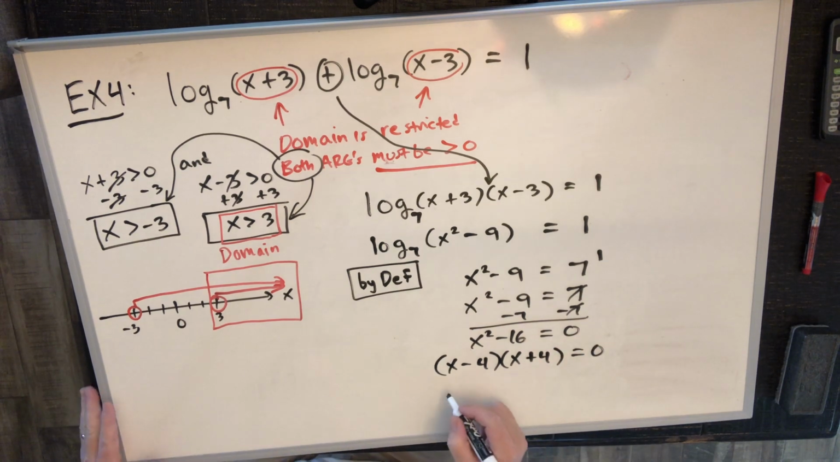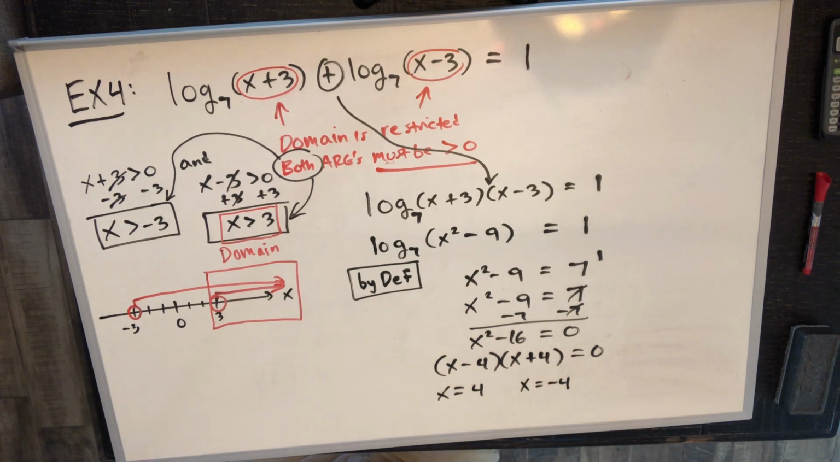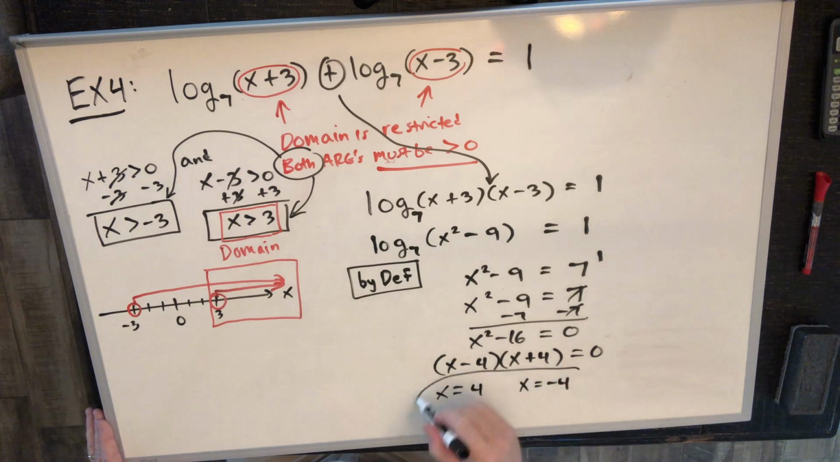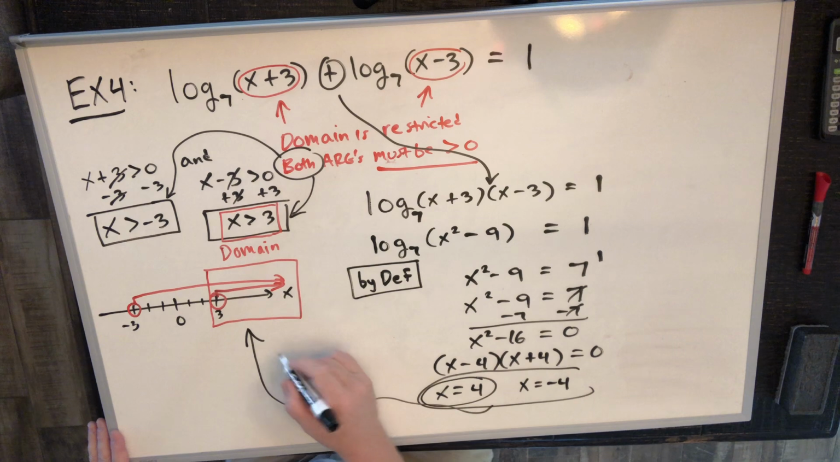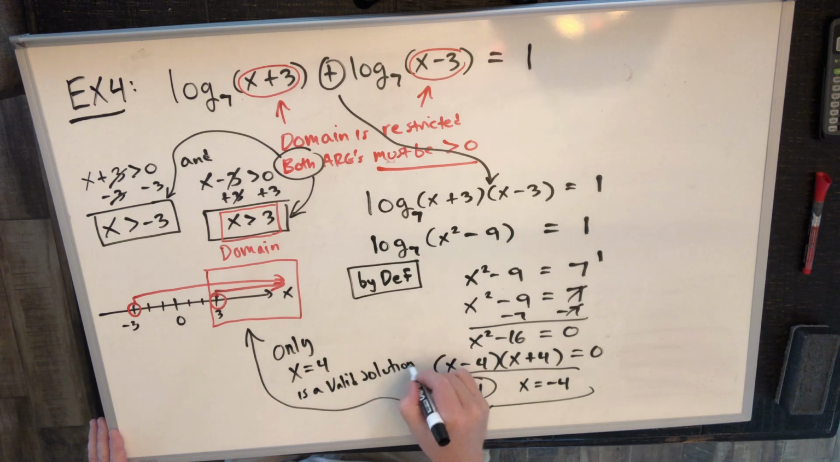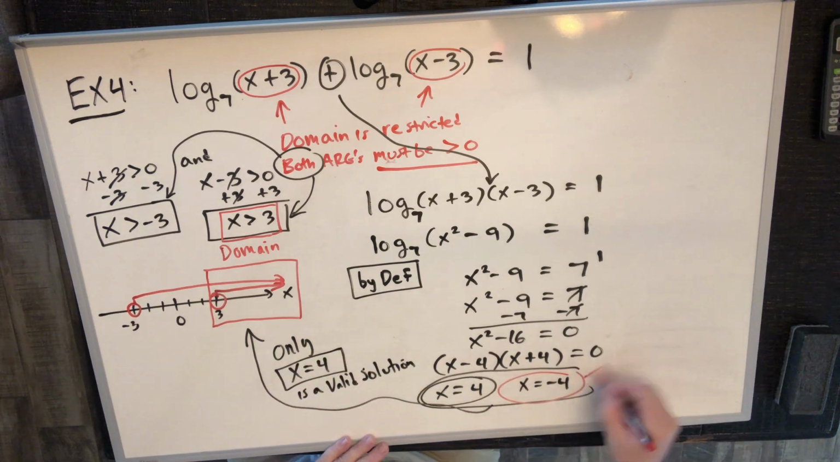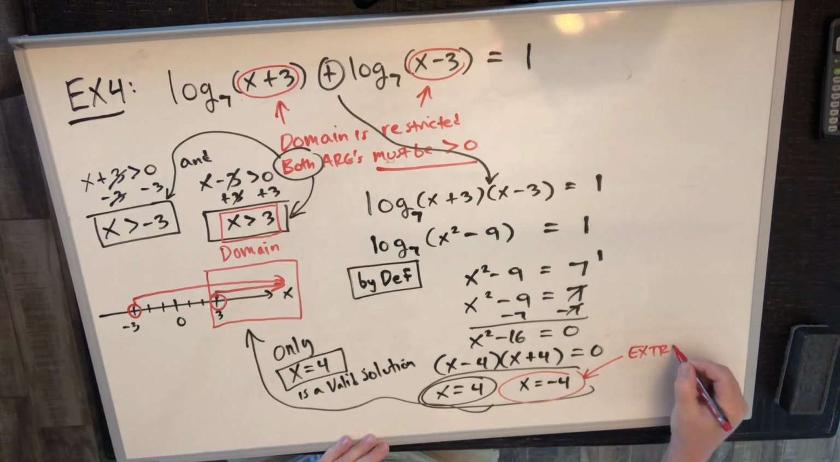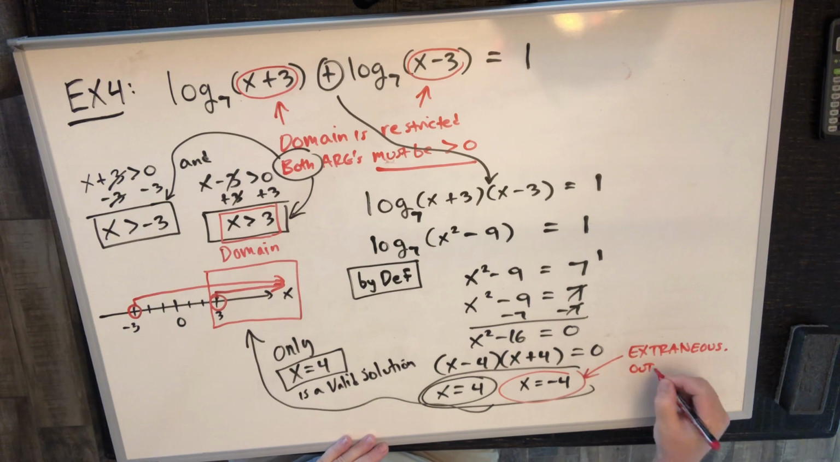These are our candidates. x equals 4. x equals negative 4. Check with your domain. Only one of these solutions is in the domain. Only x equals 4 is a solution. So x equals negative 4 is called extraneous. In other words, it's outside of the domain.